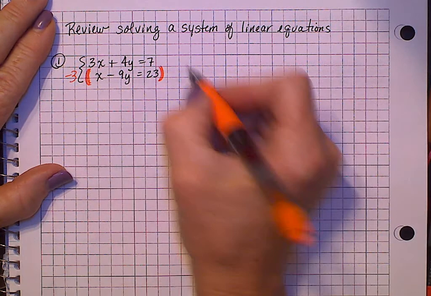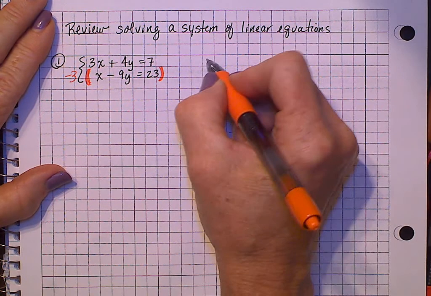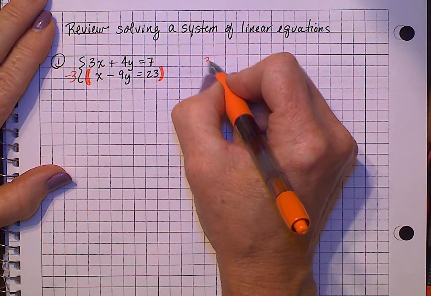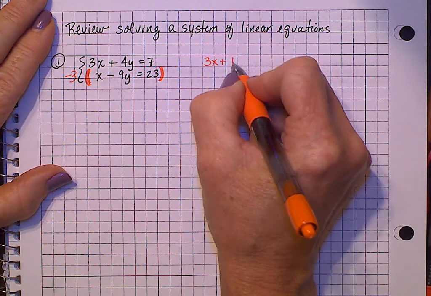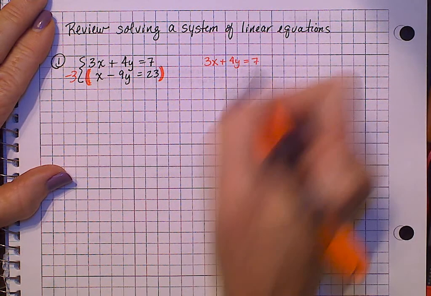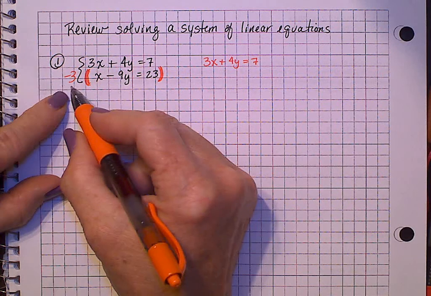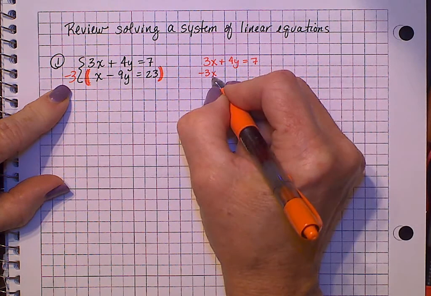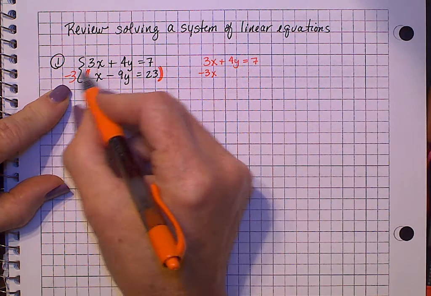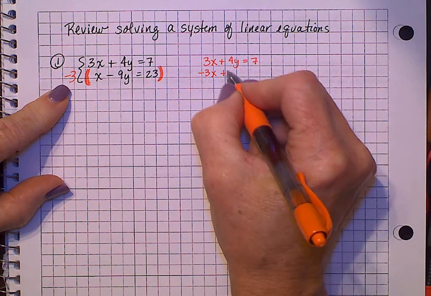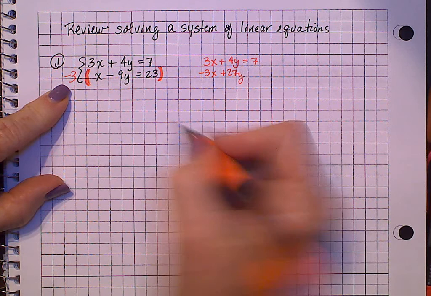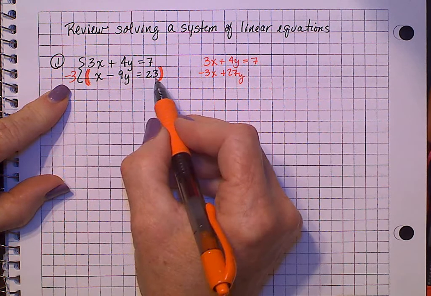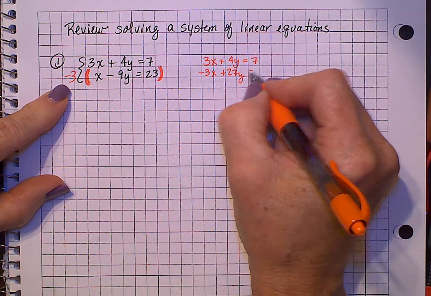Well, this first equation we're not going to do anything with. It's going to stay the same. So we have 3x plus 4y equals 7. This bottom equation, if we multiply by a negative 3, that gives us a negative 3x, and a negative 3 times a minus 9 is plus 27y, and a negative 3 times a positive 23 is negative 69.